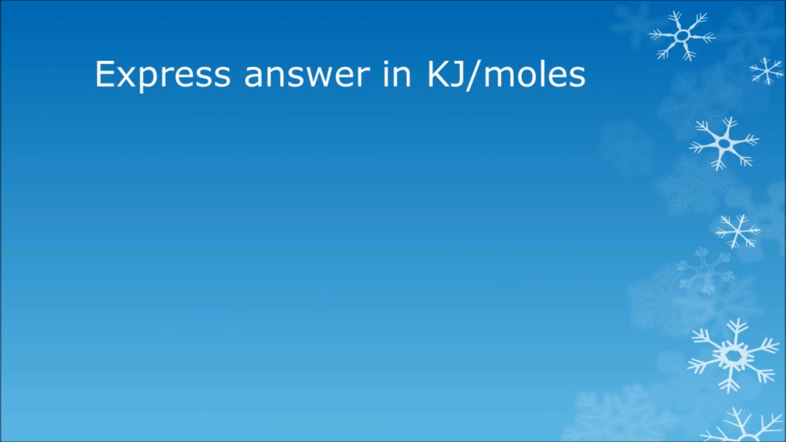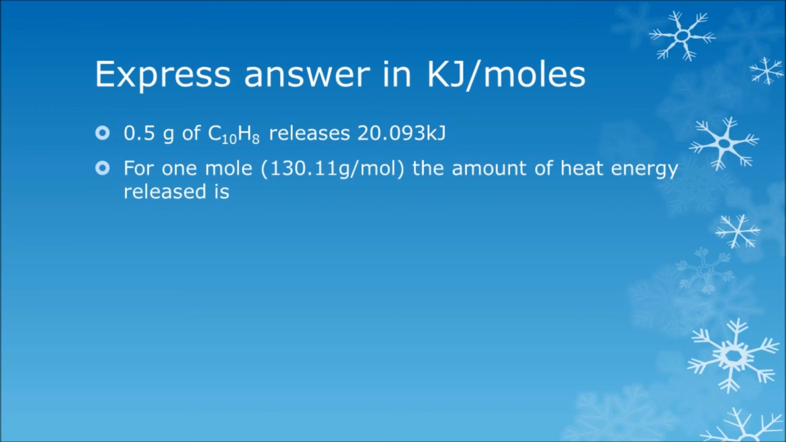Now that you have the value of the energy released in kilojoules, we have to convert it into kilojoules per mole. In chemistry, quantity is always represented in moles. We know 0.5 grams has released a certain quantity of heat energy. We need to know how many kilojoules would be released if you take 1 mole of naphthalene. 0.5 gram releases 20.093 kilojoules. 1 mole is 130.11 grams. Therefore, we have to calculate the amount of energy released.